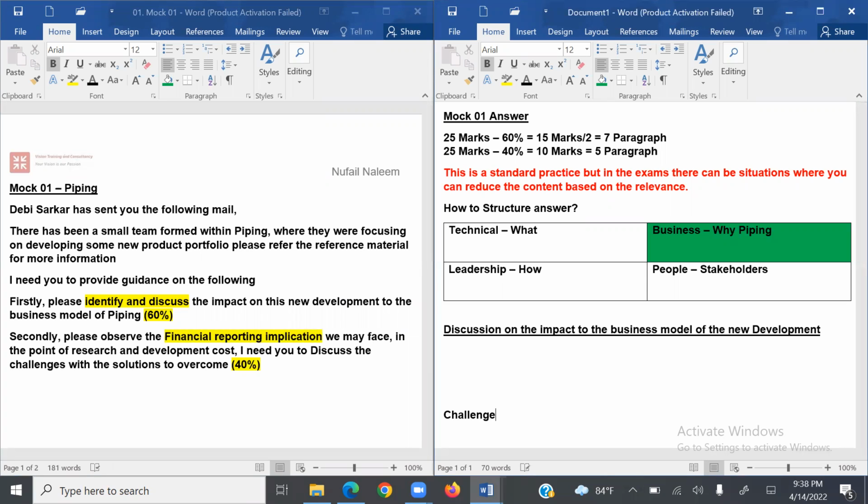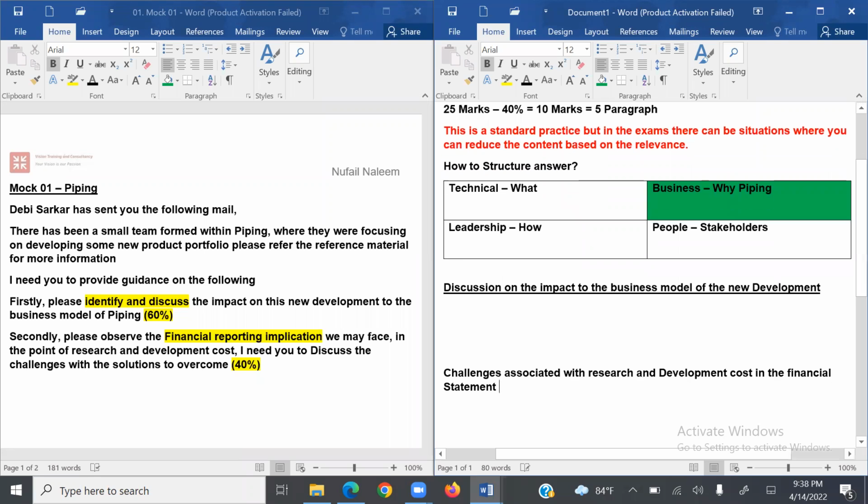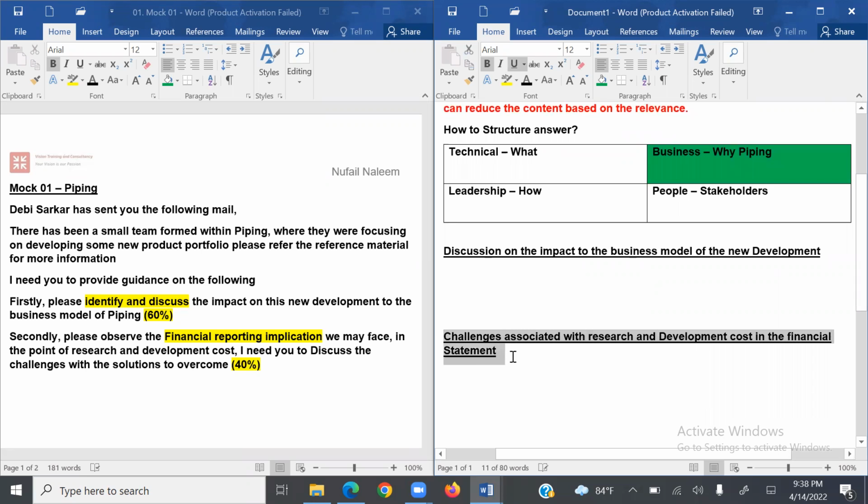So I'll write down here challenges associated with research and development cost in the financial statement. Get this point very clearly, students, because this is very much important. And then I can write down here solutions to overcome the challenges.